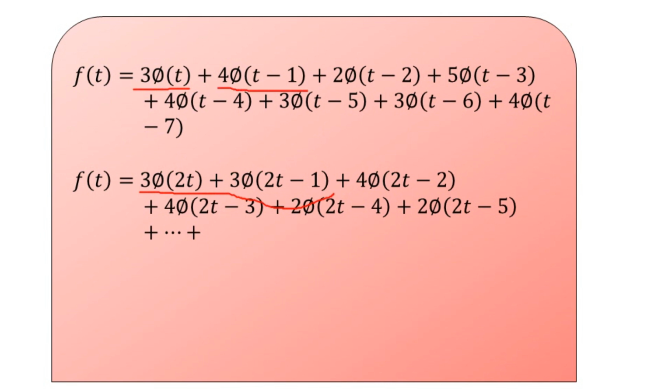So for 4 times phi(t minus 1), we have 4 times phi(2t minus 2) added by 4 times phi(2t minus 3). 2 times phi(t minus 2) will constitute two terms, as you see, with the same scaling factor 2 multiplied to first phi(2t minus 4) and then phi(2t minus 5) here. So these two representations are conveying the same information, but by the use of different functional spaces that we have defined as capital V0 and then capital V1 here.